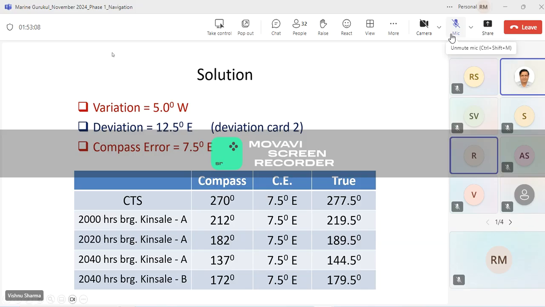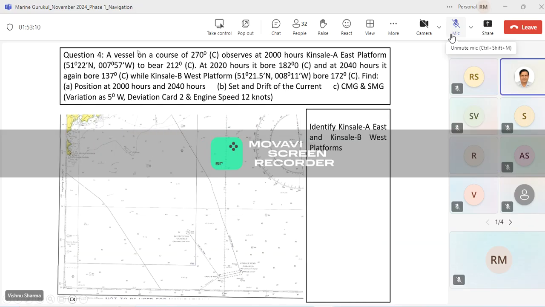Okay, now guys, let's go to the question then. In the oil field, you have these Kinsale A and Kinsale B. Now you see, you have 4 bearings, 3 from Kinsale A, and the 4th one is for 2040 from Kinsale B. So guys, do we have simultaneous bearings for 2040? Praveen, do we have 2 bearings for 2040? Yes or no?